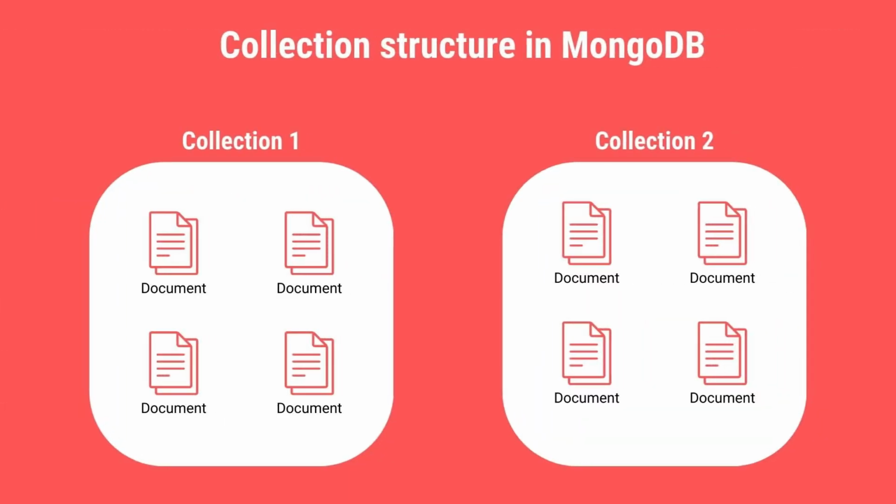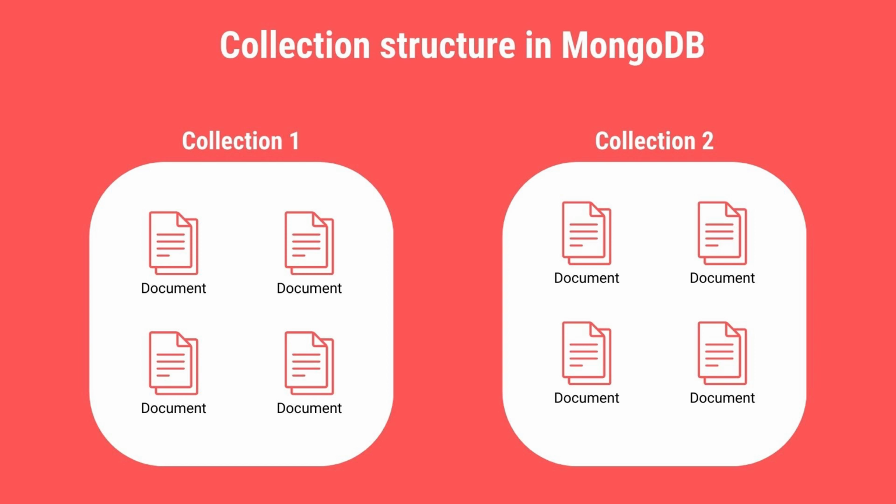Let's explain collection structure in MongoDB. In MongoDB, a collection is a group of documents stored in a database, similar to how tables are organized in SQL. Each collection has a name that identifies it within the database. Documents within collections represent individual records or entries, analogous to rows in SQL tables. Documents are structured as a JSON-like object, offering flexibility in data schema.